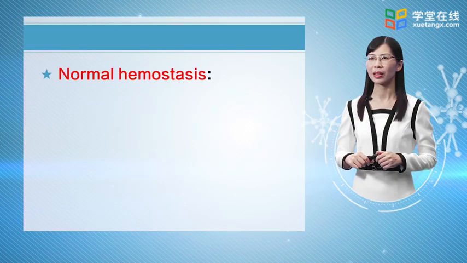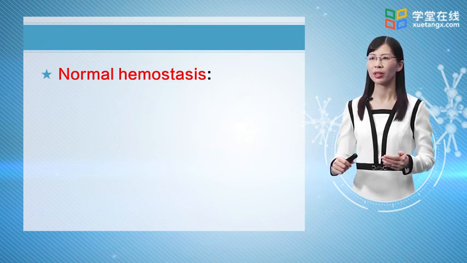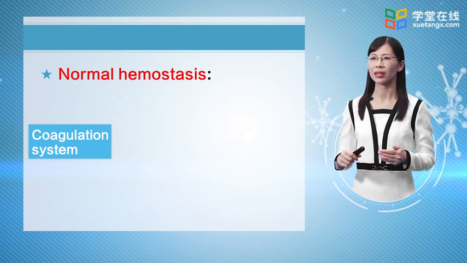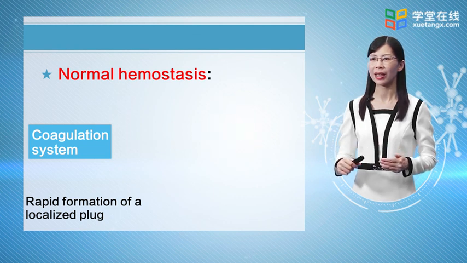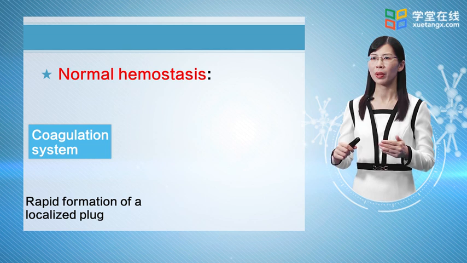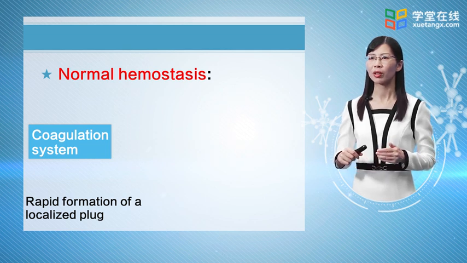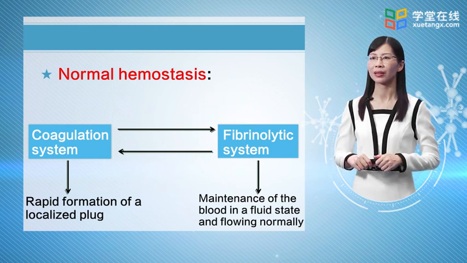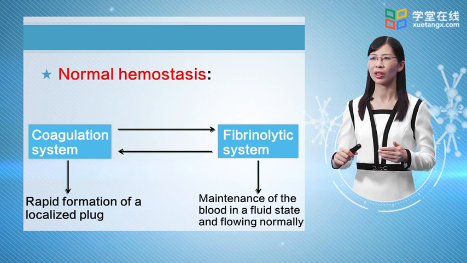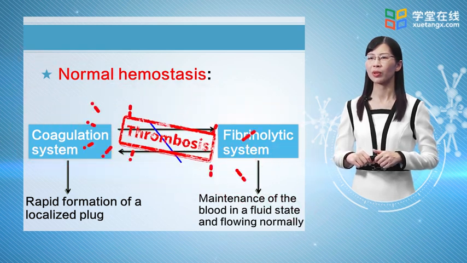Normal hemostasis involves a series of processes that maintain blood in a fluid, clot-free state in normal vessels. At the same time, normal hemostasis can induce rapid formation of a localized plug at the site of vascular injury to stop bleeding. The fibrinolytic system plays a crucial role in the maintenance of the blood in a fluid state and flowing normally. If the balance is disturbed, thrombosis occurs.